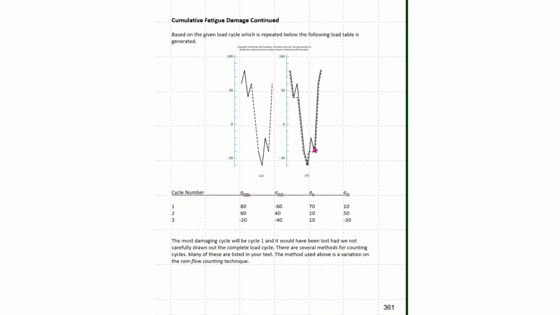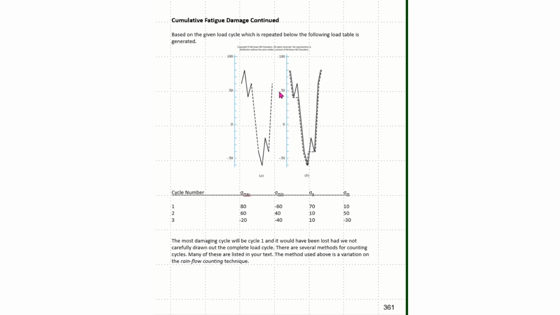Now we can see that in this case, this first load cycle, which would possibly be missed, will be the critical load cycle because it's by far the largest stress range. When doing cumulative fatigue, there are several methods for counting the load cycles, and many of these methods are listed in your textbook in chapter 6. The method that we're using here and that we'll use in this text is a variation of what is called the rain flow counting technique.